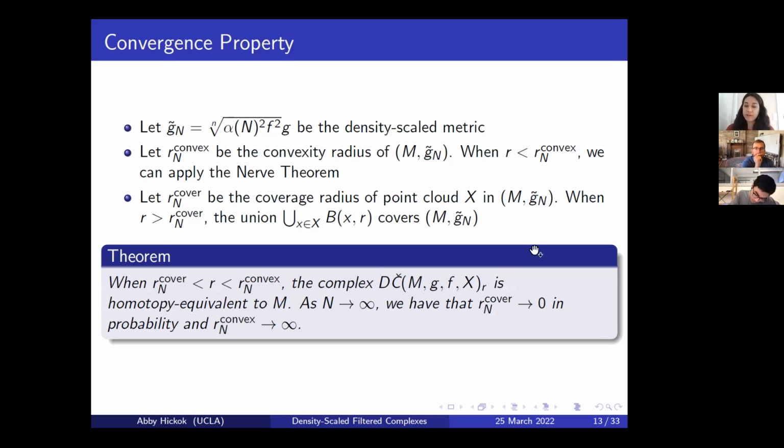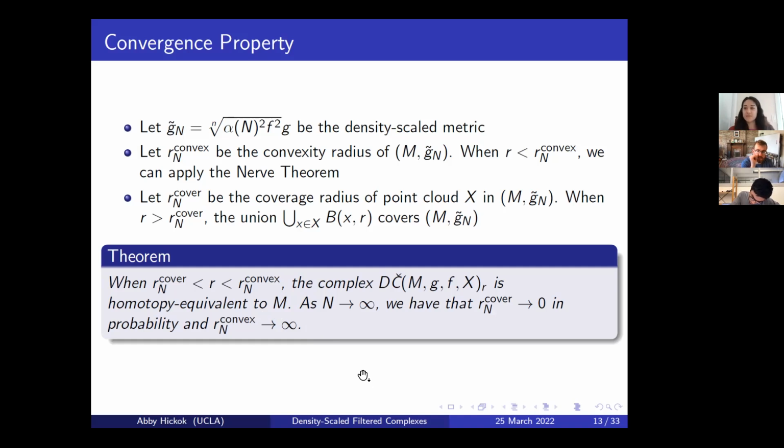The convergence part comes from the fact that as the number of points increases, the coverage radius goes to 0 in probability, and the convexity radius approaches infinity. So whenever we're in between the coverage radius and the convexity radius, we're homotopy equivalent to the manifold. This last part about the behavior of the coverage radius and the convexity radius comes exactly from the scaling factor alpha n. We define the scaling factor alpha n exactly so that we would have these properties.